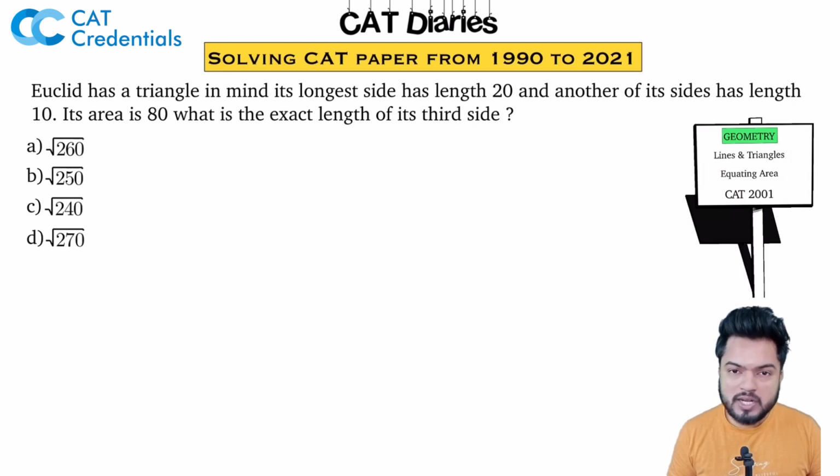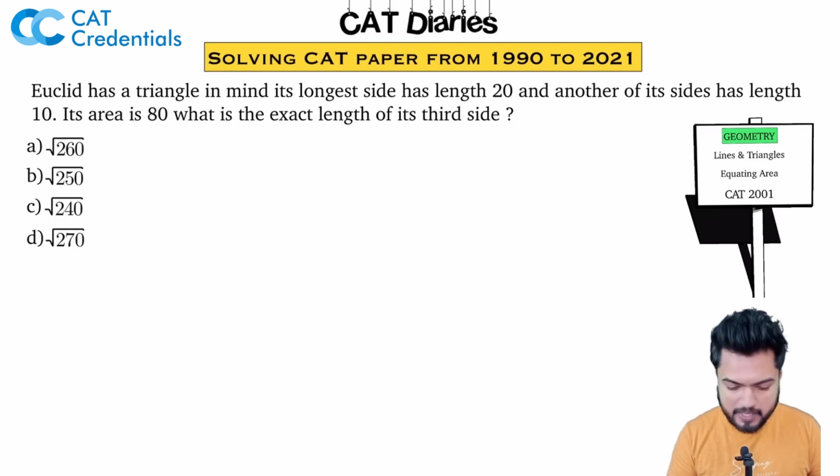So let's understand what is being given here. Euclid has a triangle in mind. Its longest side has length 20 and another of its sides has a length 10. Its area is 80. Then what is the exact length of the third side? That's the question. I know the formulas for area. Let's see which formula I will apply in this case.